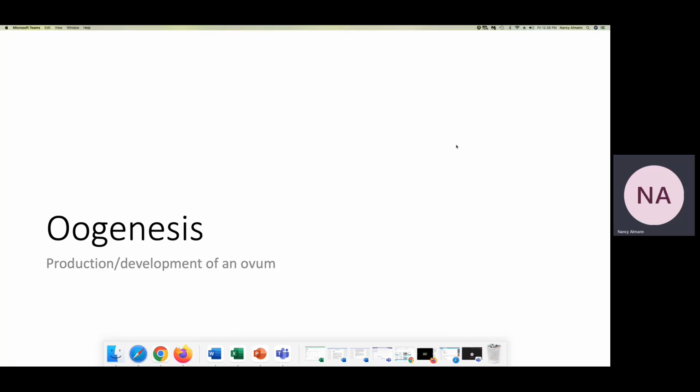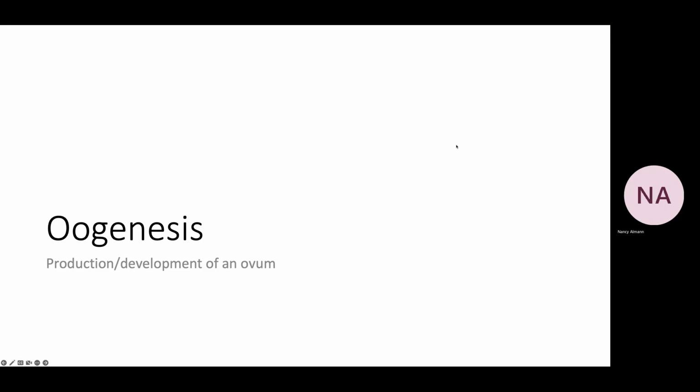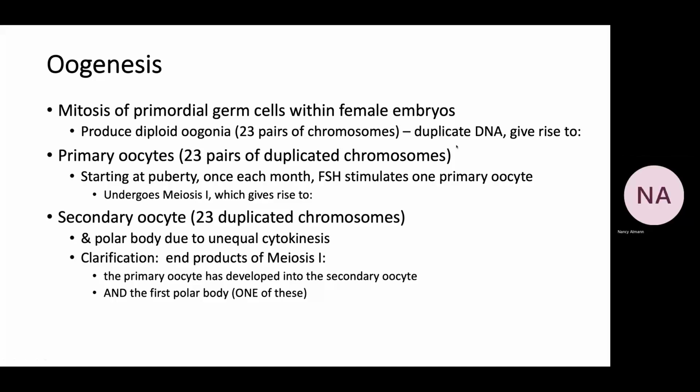We need to talk about the production and development of an ovum, which is known as oogenesis. When we talk about oogenesis, we're talking about mitosis of what's known as primordial germ cells within female embryos. This process produces diploid oogonia, which are small cells that have 23 pairs of chromosomes. DNA is duplicated and they give rise to what are known as the primary oocytes. These will have 23 pairs of duplicated chromosomes.